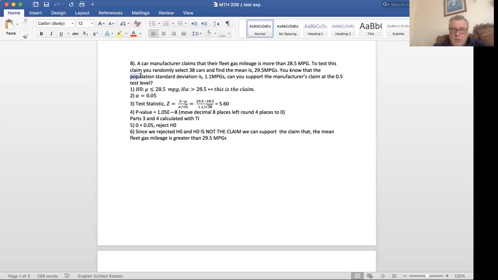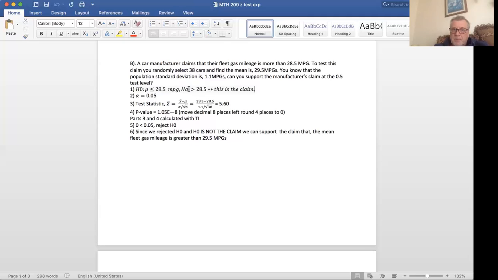So with this verbiage, population standard deviation, we're going to use the Z-test. If it just said standard deviation, we'd have to do something else. That would be a t-test. We'll take a look at that next time. Can we support the claim that the gas mileage for the fleet is more than 28.5 miles per gallon when the test level is 0.05? Let's first analyze what we have.